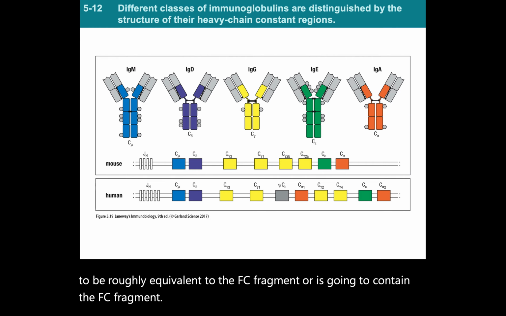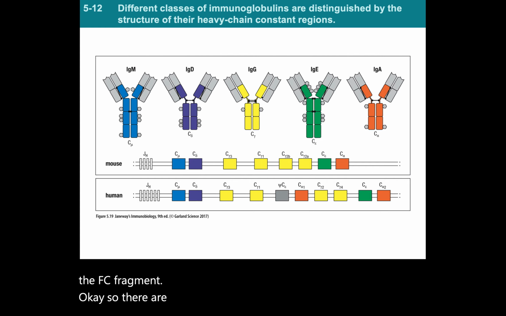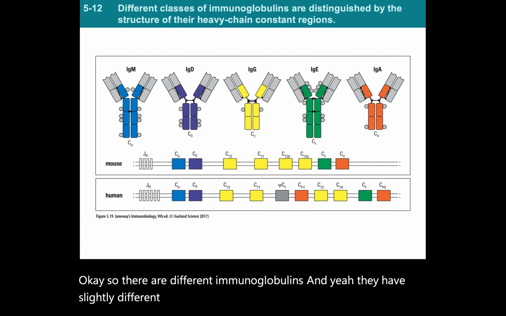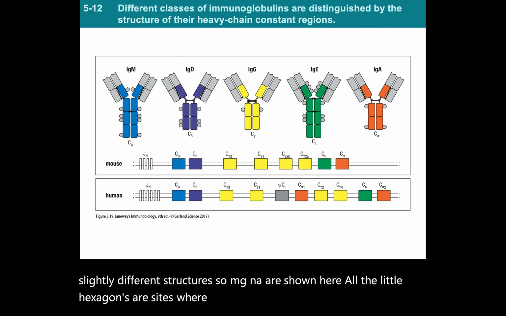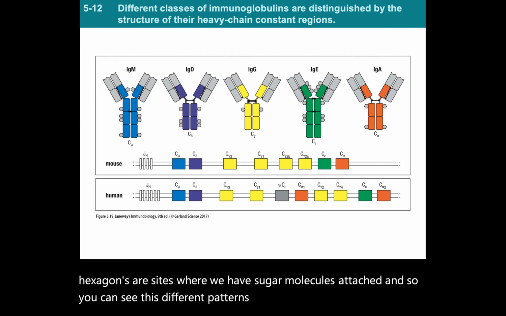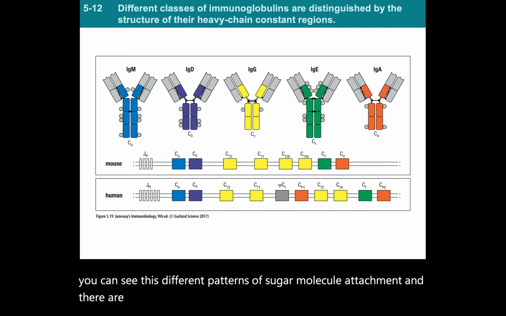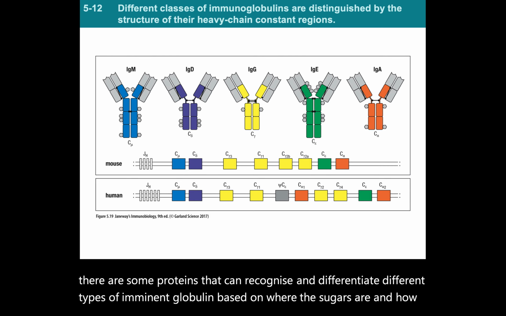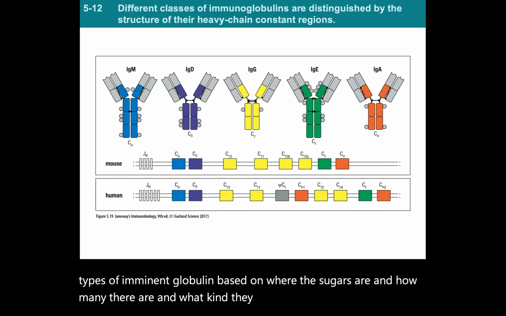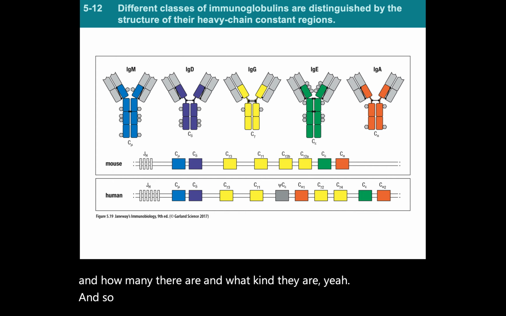Okay, so there are different immunoglobulins, and they have slightly different structures. So M, D, G, E, and A are shown here. All the little hexagons are sites where we have sugar molecules attached. And so you can see there are different patterns of sugar molecule attachment, and there are some proteins that can recognize and differentiate different types of immunoglobulin based on where the sugars are and how many there are and what kind they are.